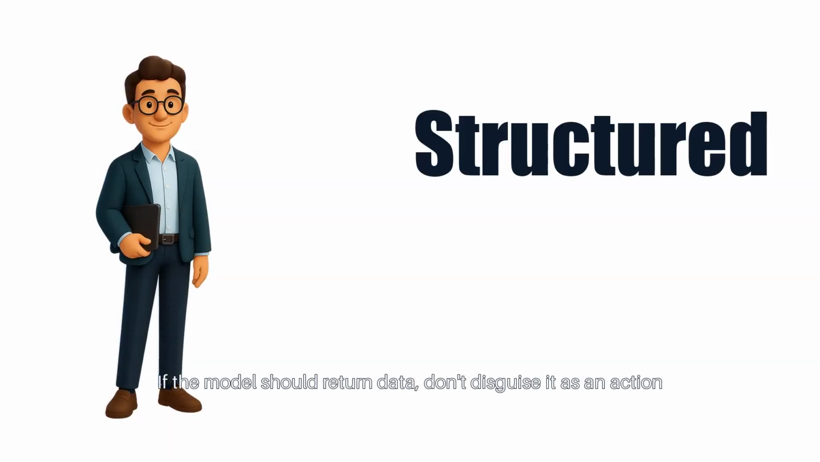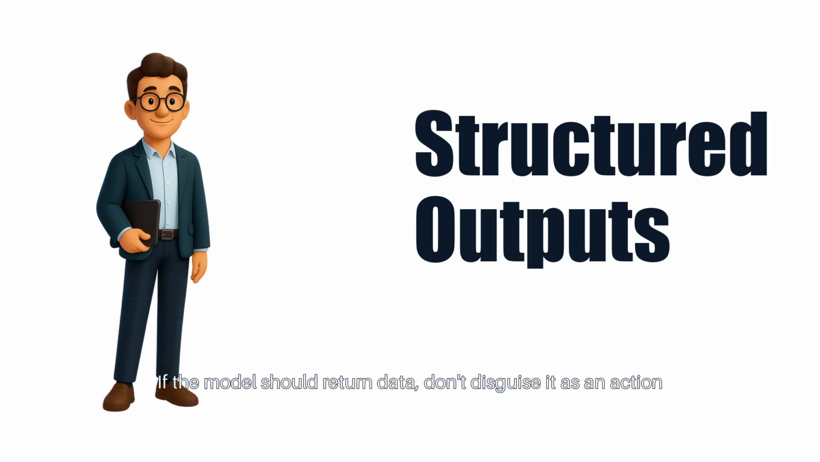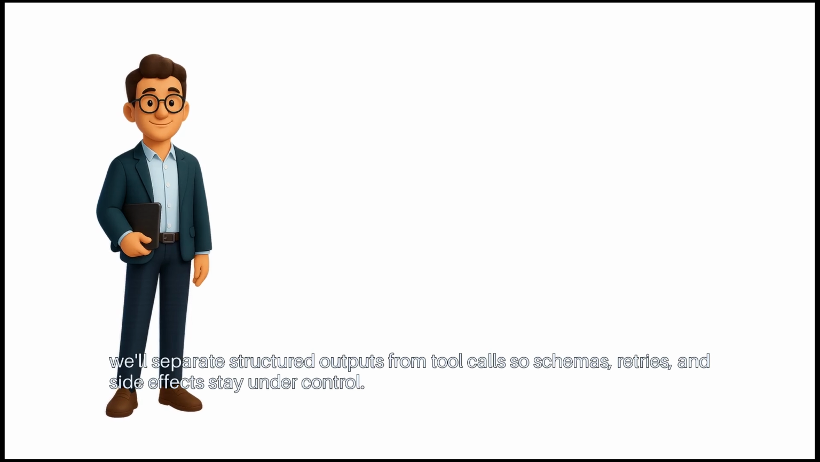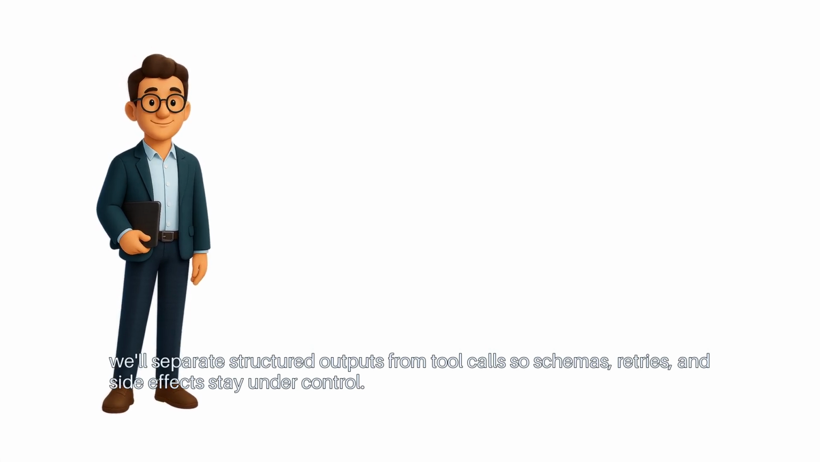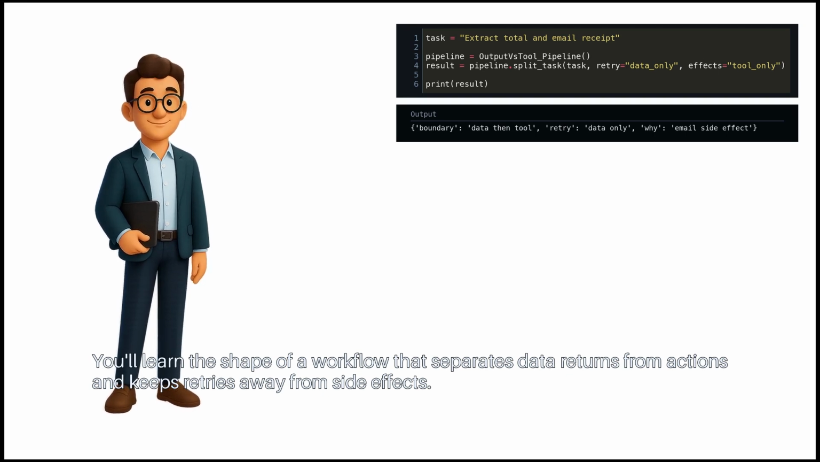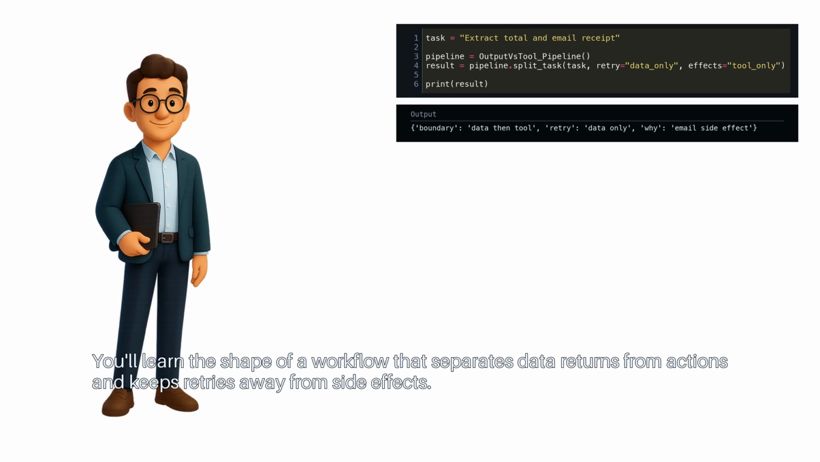If the model should return data, don't disguise it as an action. We'll separate structured outputs from tool calls, so schemas, retries, and side effects stay under control. You'll learn the shape of a workflow that separates data returns from actions and keeps retries away from side effects.